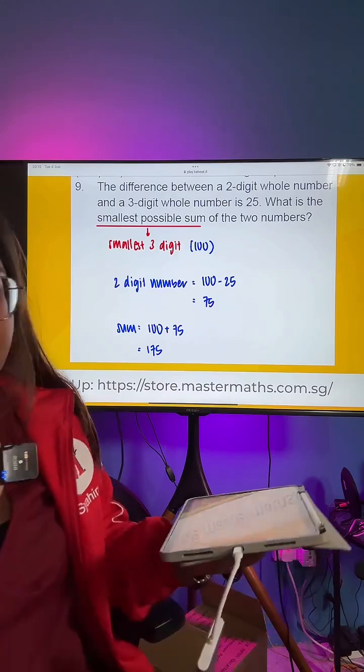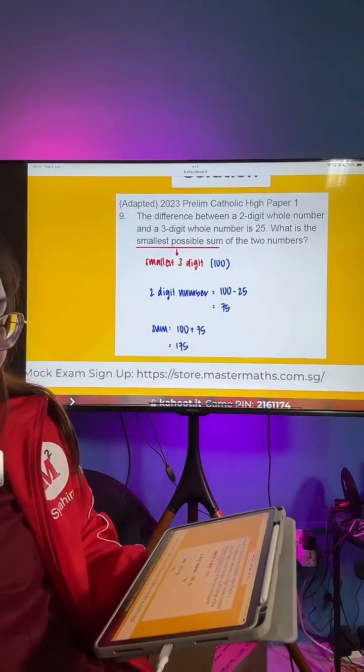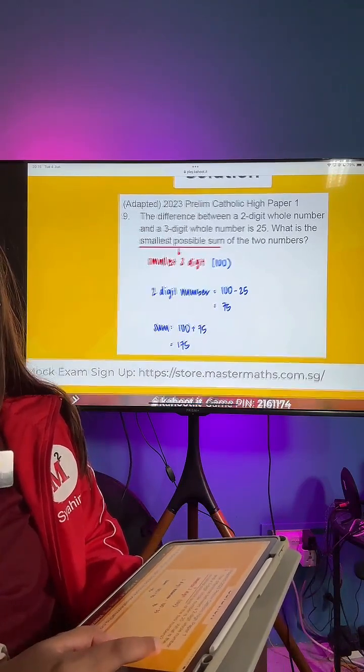Okay, friends, everybody understand this solution? Okay, I hope you guys are learning well. Everybody good?